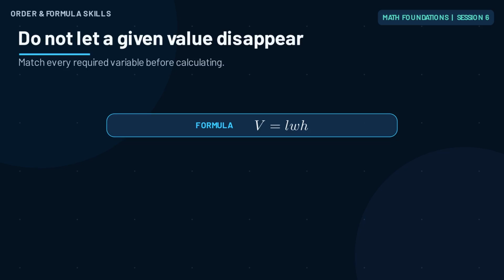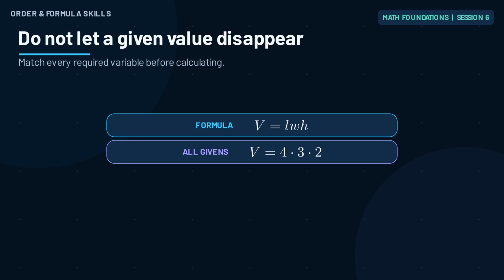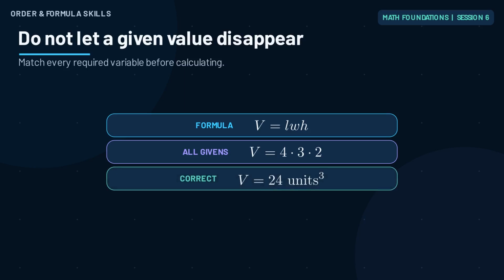Turn to the full formula. Volume equals length times width times height. Substitute all 3 values visibly. 4 times 3 times 2. The correct product is 24 cubic units.